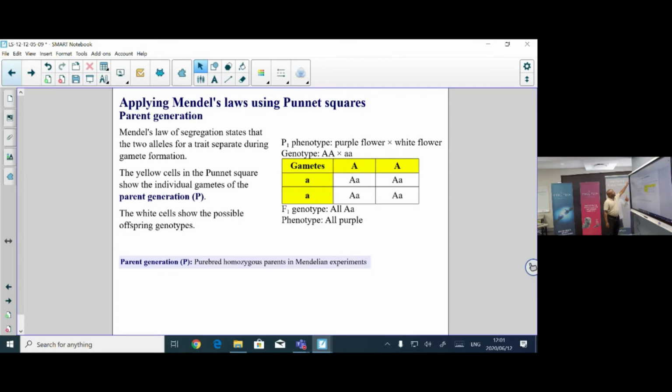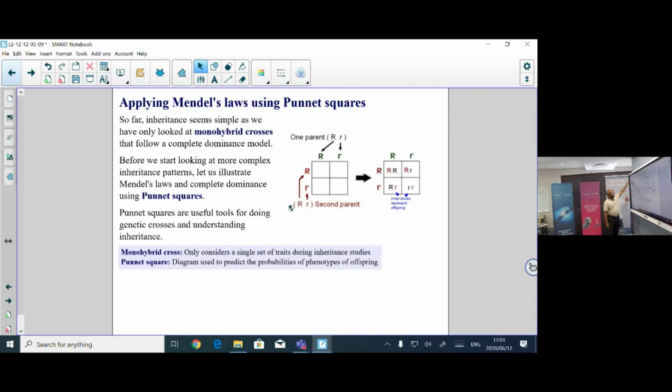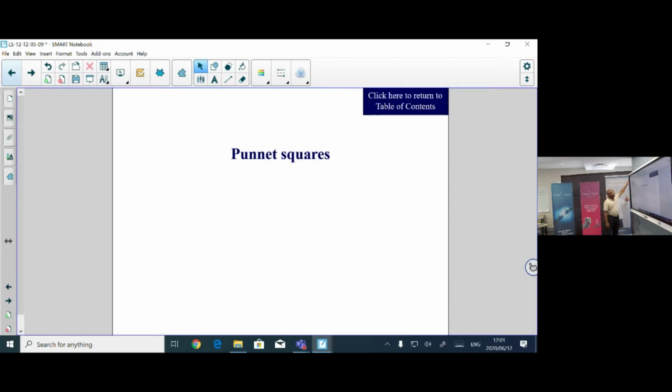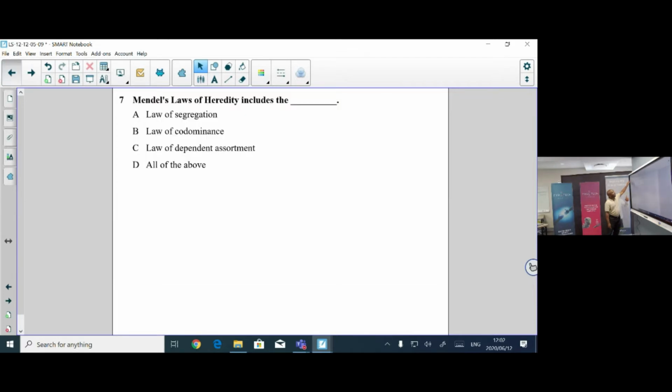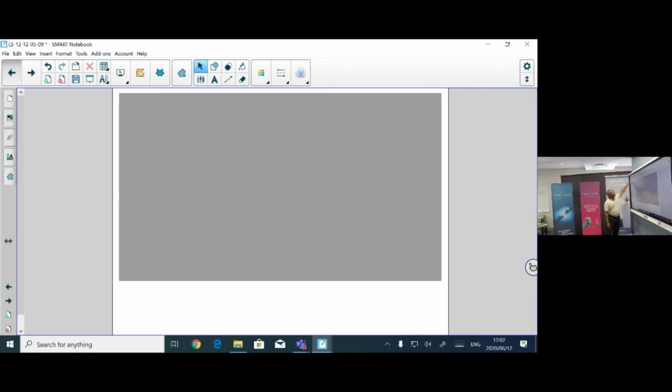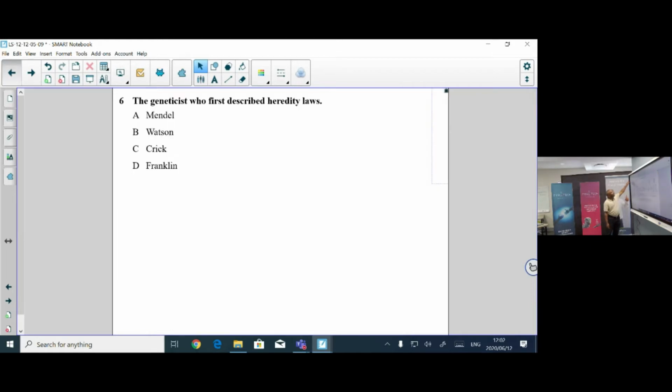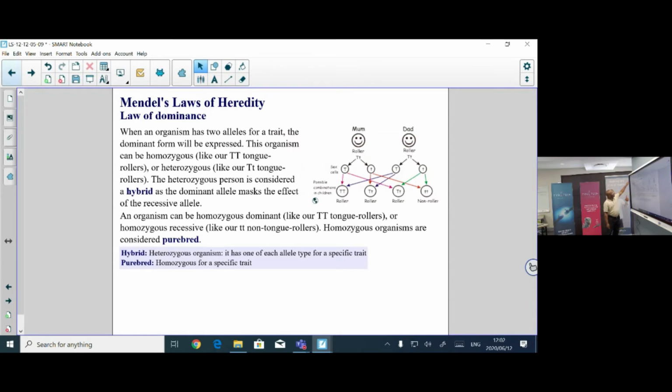Yesterday, we ended our lesson wrapping up on Mendel's laws. We looked at three of Mendel's laws of heredity.